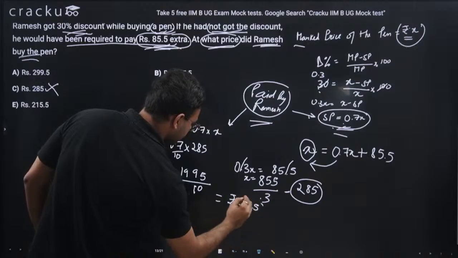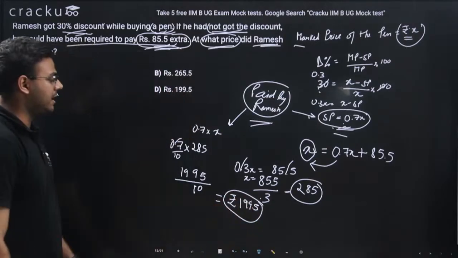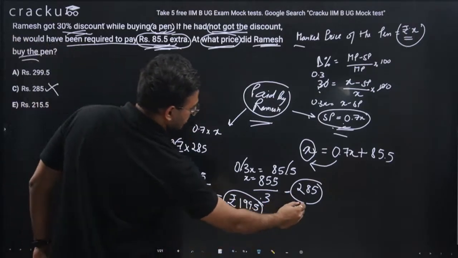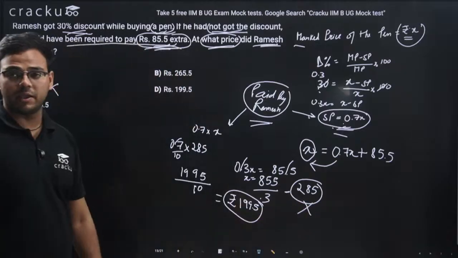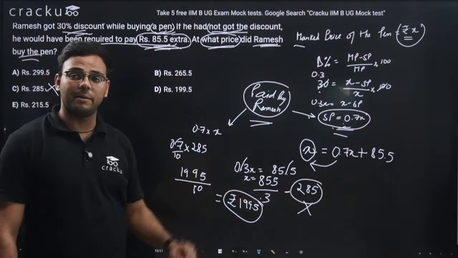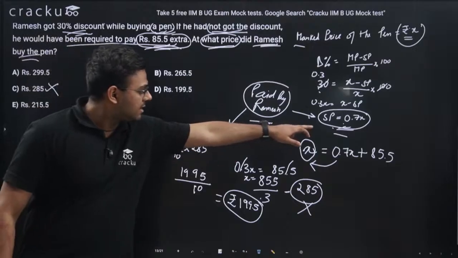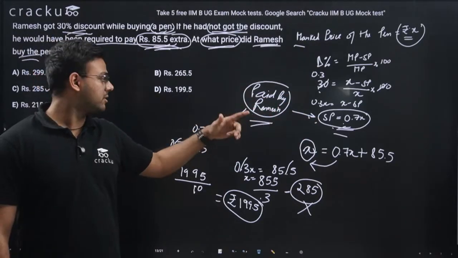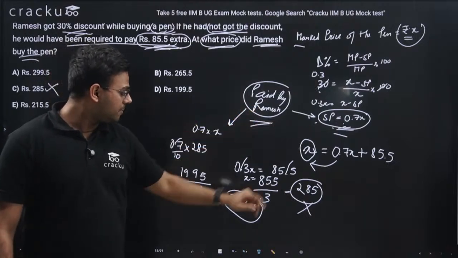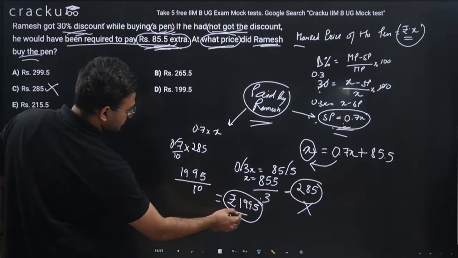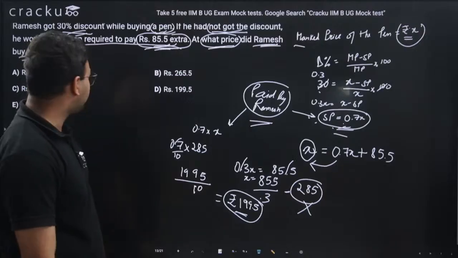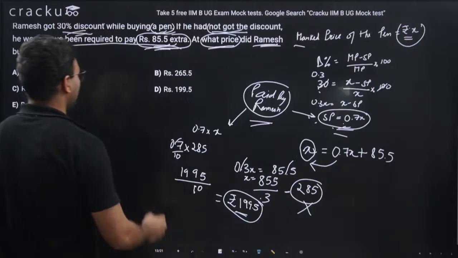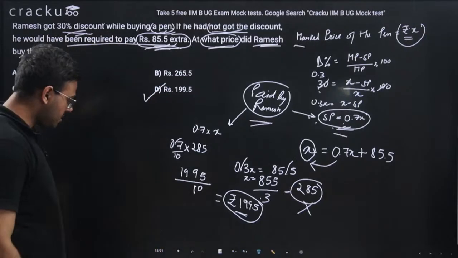199.5. So this is the amount which is paid by Ramesh, not this. This is not the amount which Ramesh is paying. This is the mark price. This 285 is the mark price. The amount paid by Ramesh, that is the selling price. Selling price is basically the amount paid by the customer. Customer here is Ramesh. So the amount paid by Ramesh is basically this 0.7x, which is equal to rupees 199.5, and therefore the correct answer will be option D.